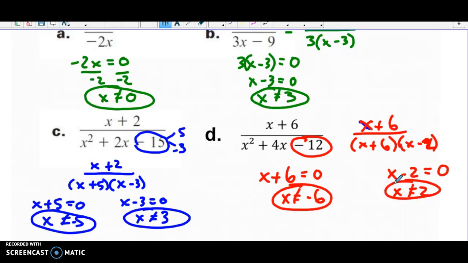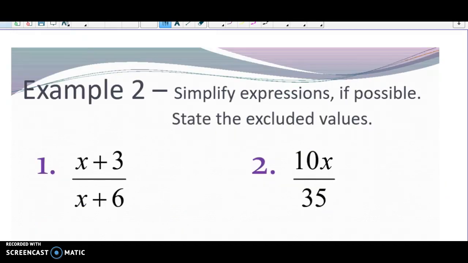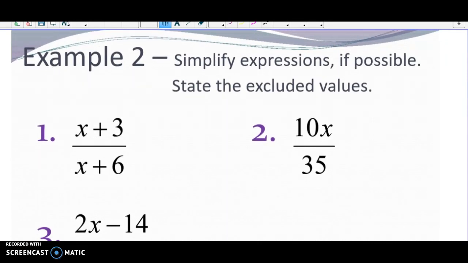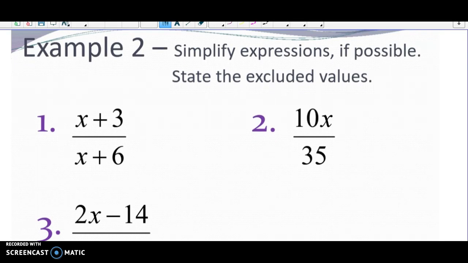And that positive 2 cannot be one of my solutions. Those are my excluded values. The next thing we need to know is how to simplify if we can, and then we always need to state those excluded values, because sometimes they will be included in our solution set unless we know to get rid of those. So just remember, always factor first.